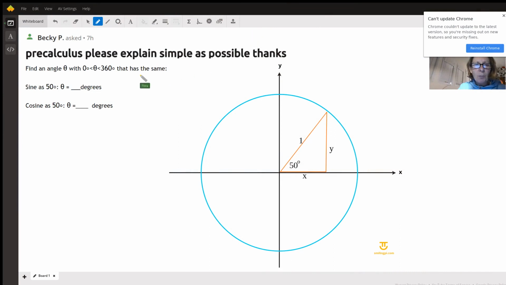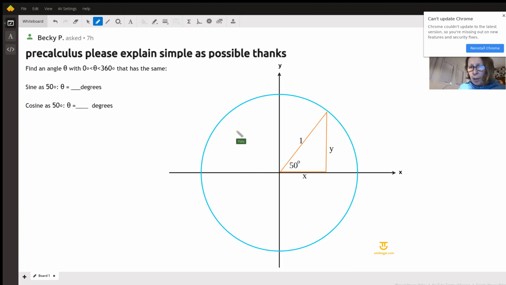Becky asked a question, precalculus trigonometry. Find an angle theta, with theta between 0 and 360 degrees, that has the same sine as the sine of 50 degrees and the same cosine as the cosine of 50 degrees.